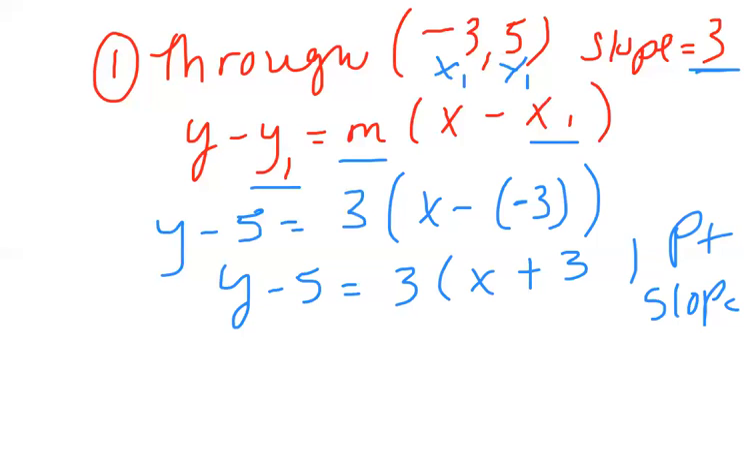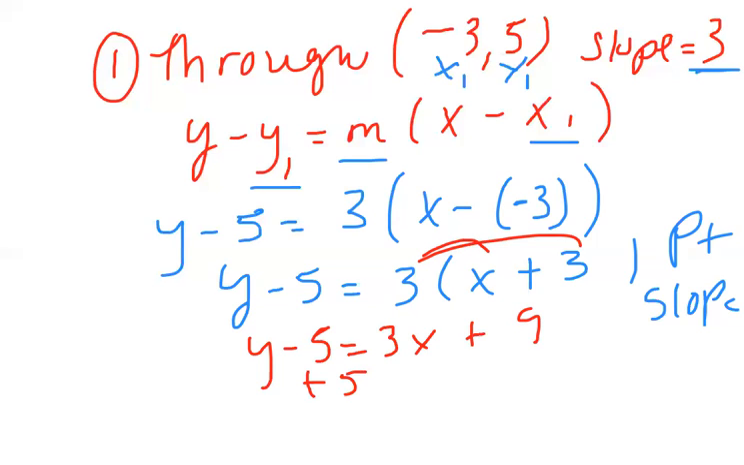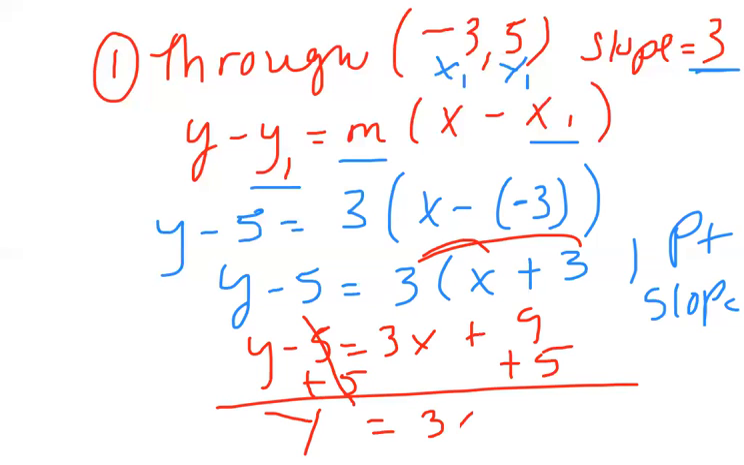But if they want you to do slope intercept form, then you want to go ahead and solve for y. How do you solve for y? Well, we're going to distribute the 3. So we get y minus 5 is equal to 3x plus 9. You add 5 to both sides. So you end up with y equal to, this cancels out, 3x plus 14. And just like that, guys, you have your slope intercept form.